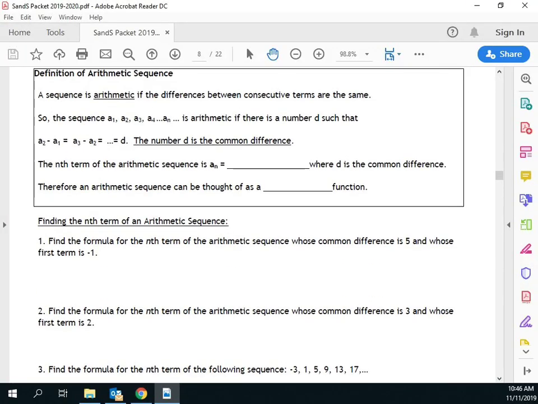So going in the box, it says the sequence is arithmetic if the differences between consecutive terms are the same. So the sequence A1, A2, A3, all the way to AM is arithmetic if there is a number D such that A2 minus A1 is equal to A3 minus A2, which is equal to A4 minus A3. All those common differences equal the same number. The nth term of the arithmetic sequence is written as this.